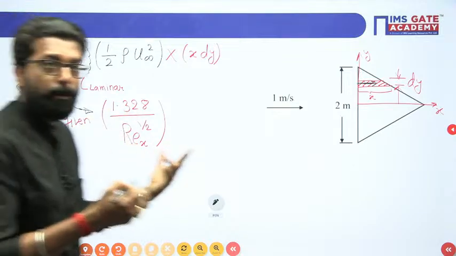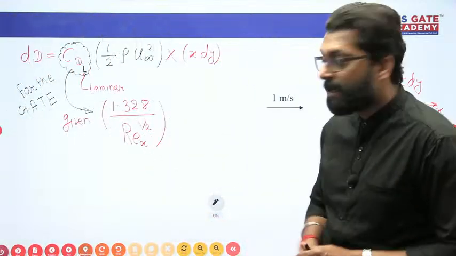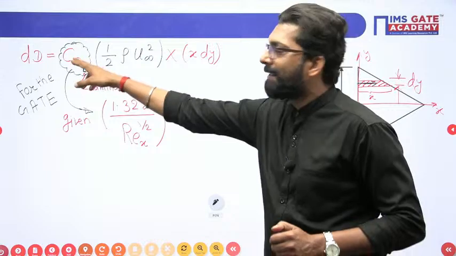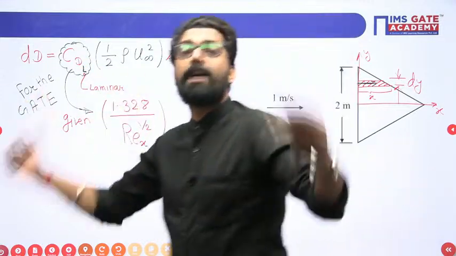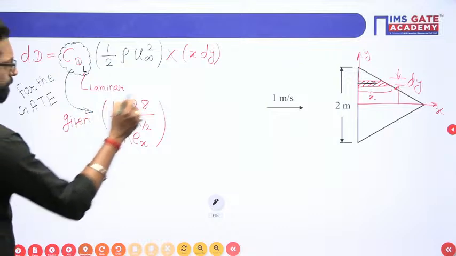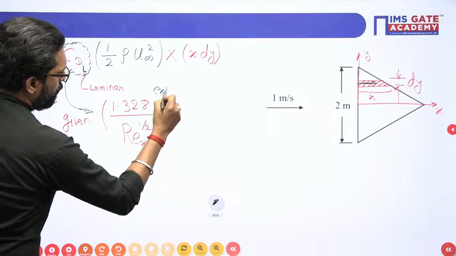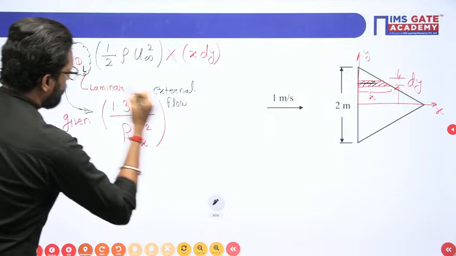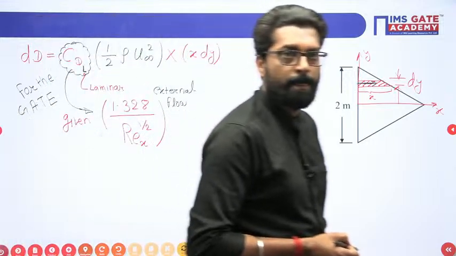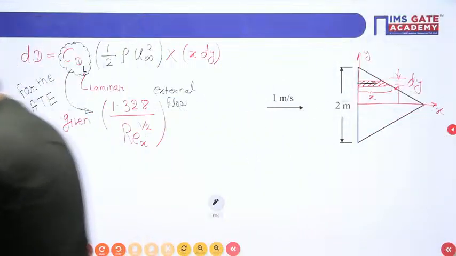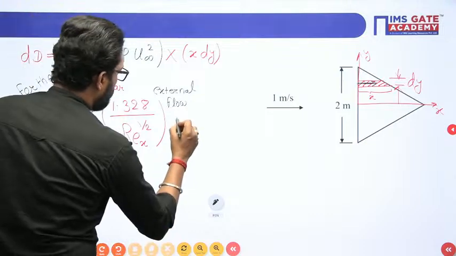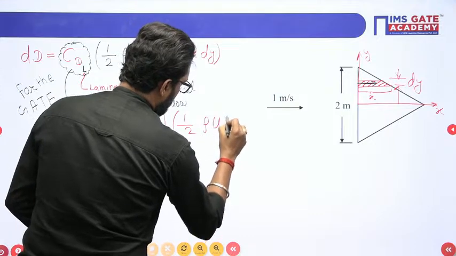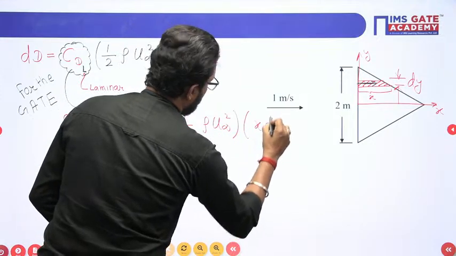If you remember it, it is helpful for conventional exams like the IES, where it is sometimes not given. So remember that the laminar drag coefficient is this value for external flow. This is according to the solution of the Blasius equation. Now into half rho U infinity squared into x dy.